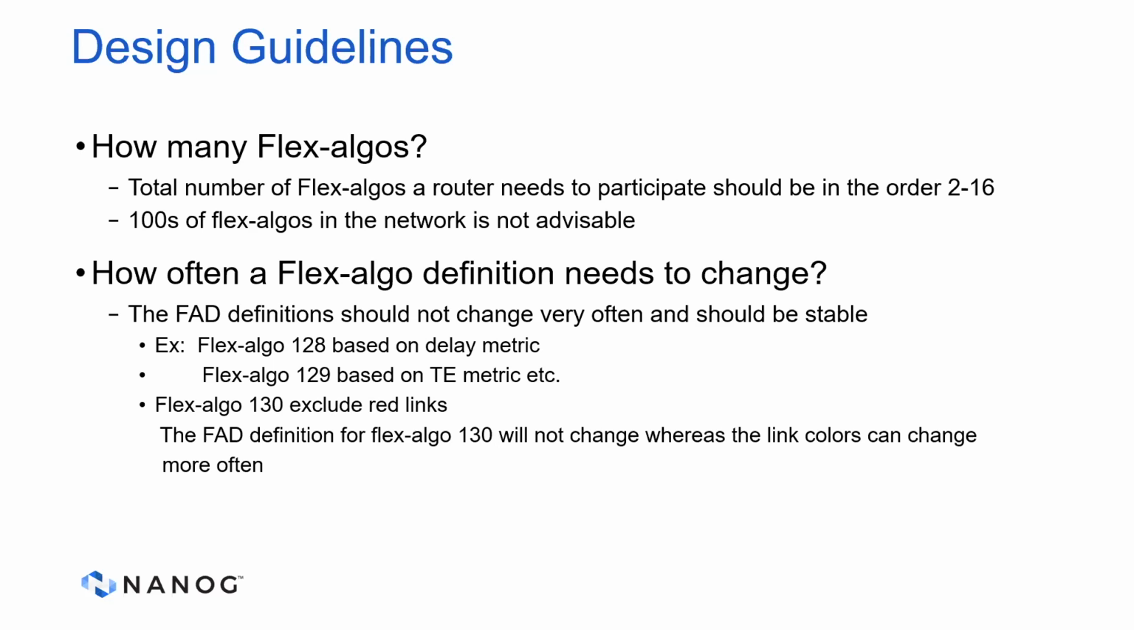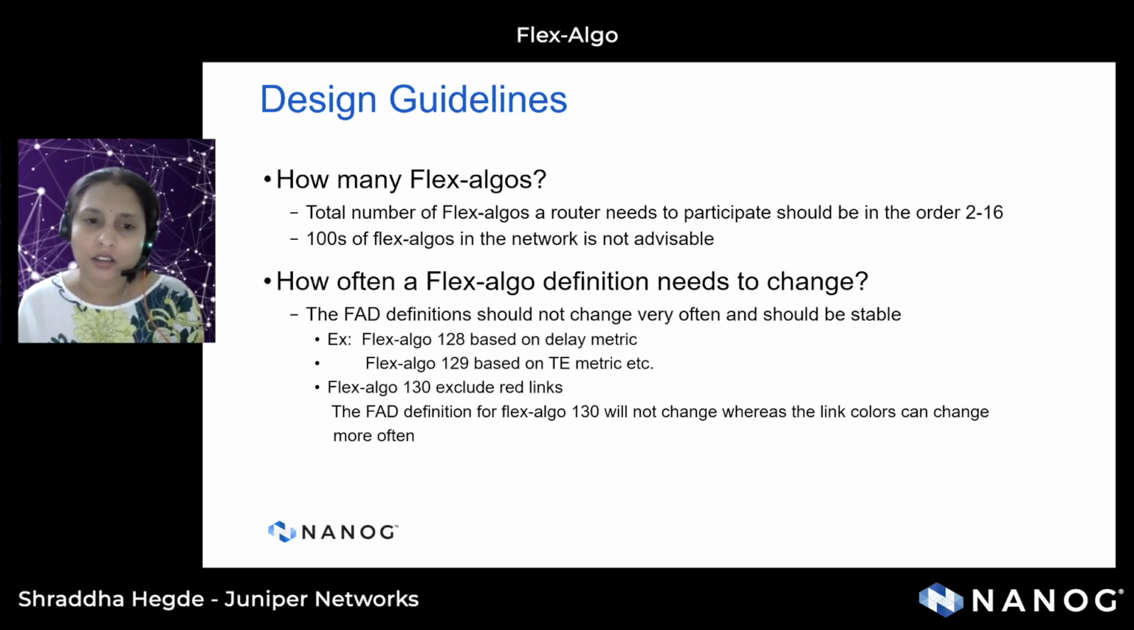There's a case where you may have some constraints, like FlexAlgo 130, which is exclude red links. This should remain stable. The links that are colored red may change, but the FlexAlgo definition to exclude red links should remain stable. That's a rule of thumb or a design guideline. For example, let's say you want to use the red color for congested links. Your FlexAlgo definition says exclude red links, so that will remain as exclude red links, but the links that are congested may change from time to time. So you may change the link colors based on which links are congested at any given time. The link colors can change more often, but the FlexAlgo definition will remain stable.